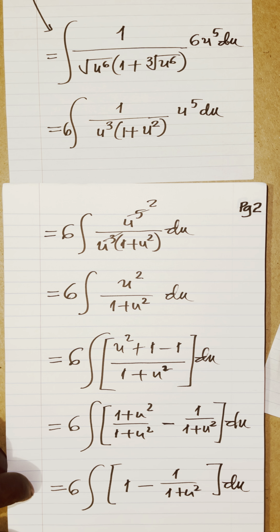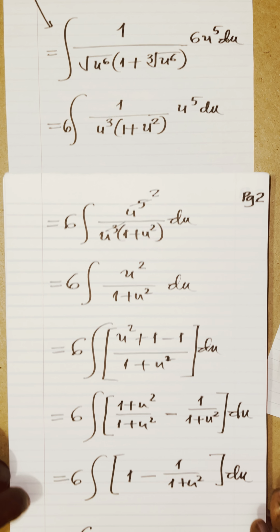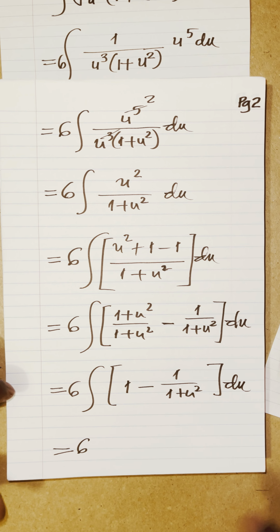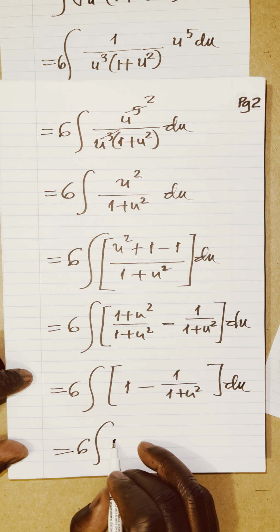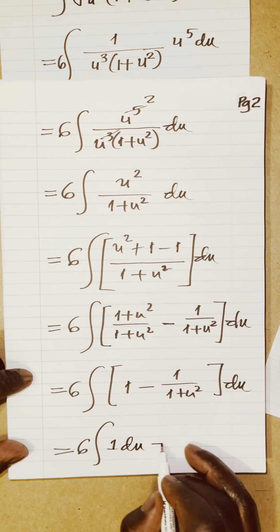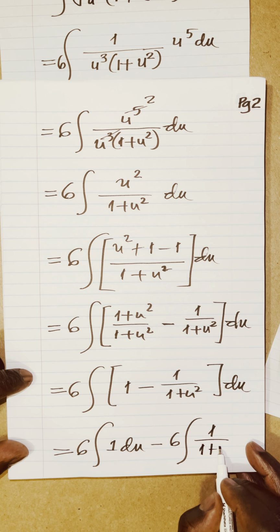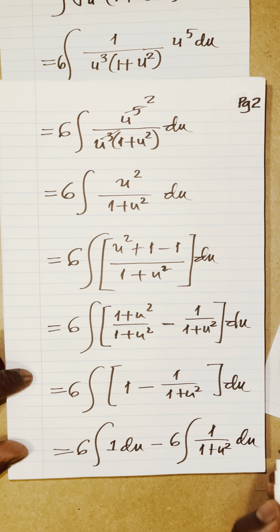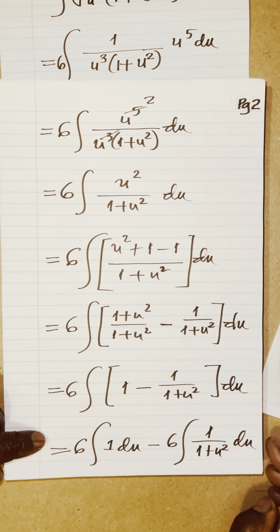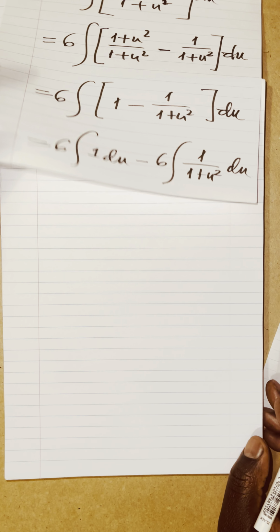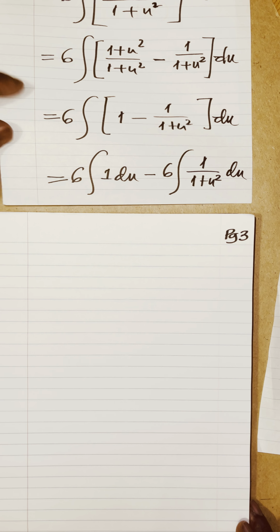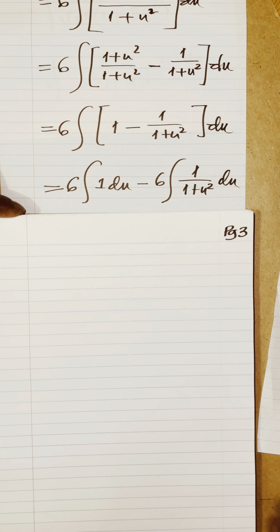Distribute the 6 and the du. What we have in our next step is 6 times the integral of 1 du minus 6 times the integral of 1 over 1 plus u squared du. Nice. Let's evaluate the two integrals, and then we are almost there. What is our next step? Just to complete this now.